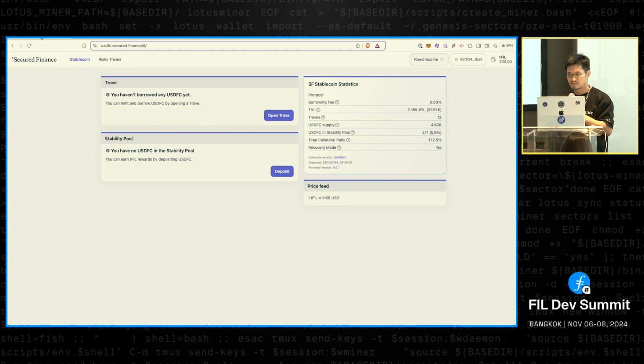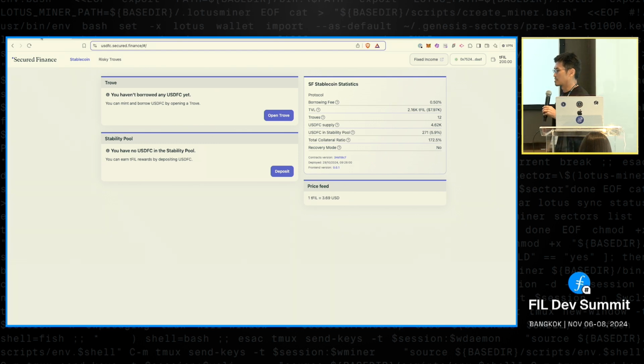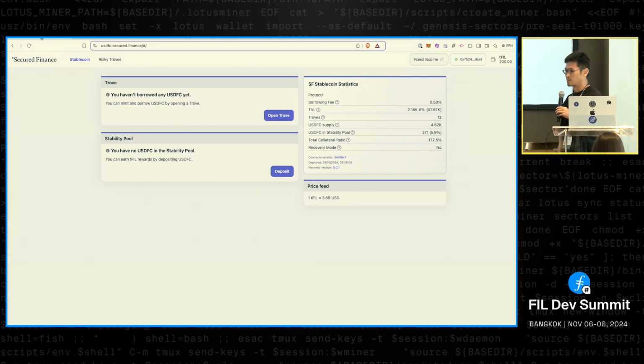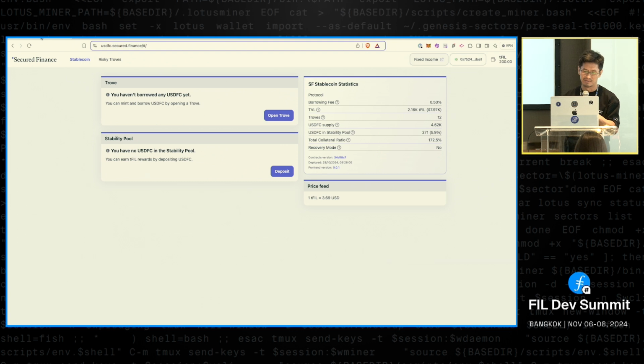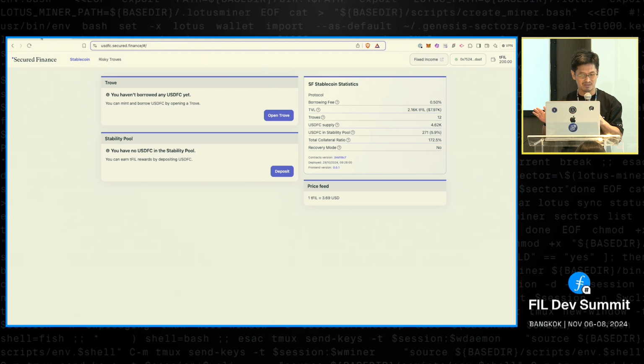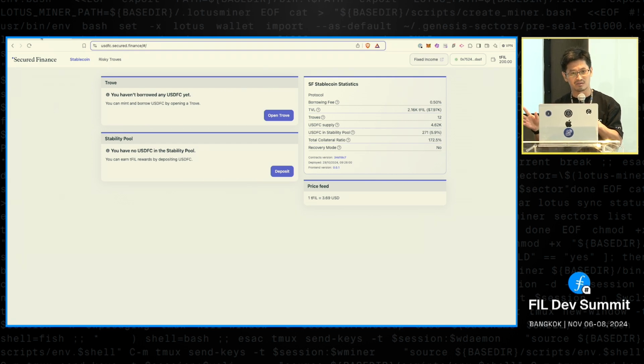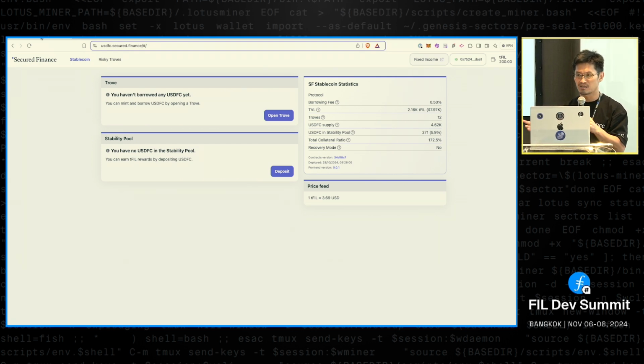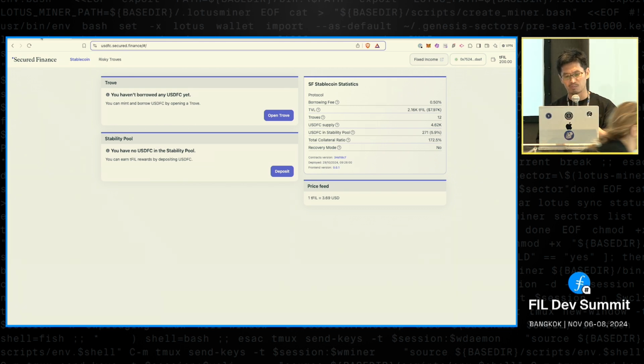Okay. It's quite simple, just 3 steps to start with. Let me go through, starting from how to open a trove, mint and borrow. That's the basic function. And then if you want to pay back, yes, of course you can do it. So let me go through one by one.